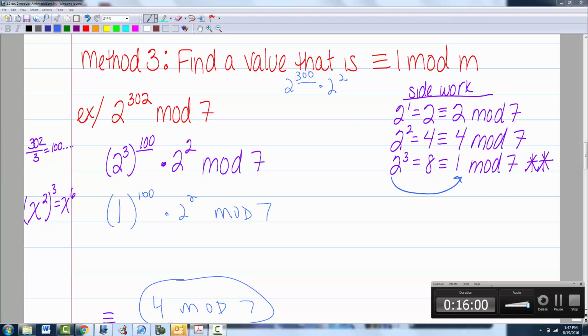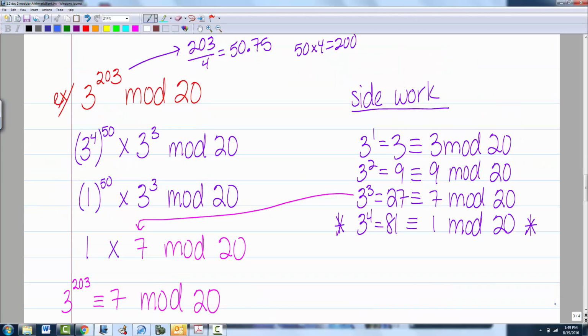Now this one I kind of shoved in your face. I forgot all the classes to erase it and actually do it with you. It's the same idea with a little bit more complication. You're dealing with 3 to a power.